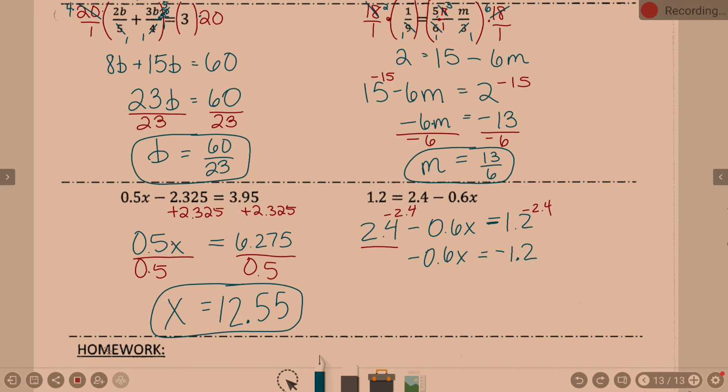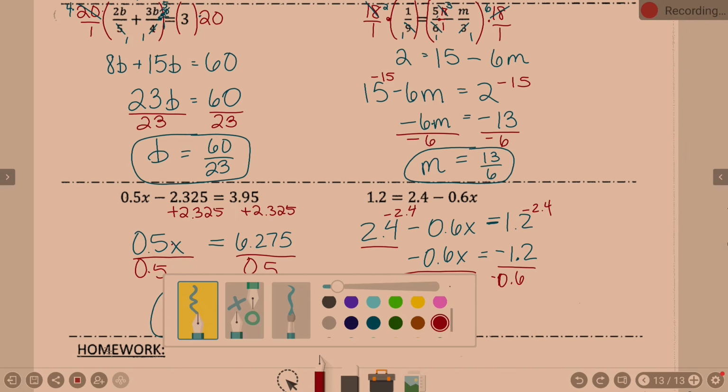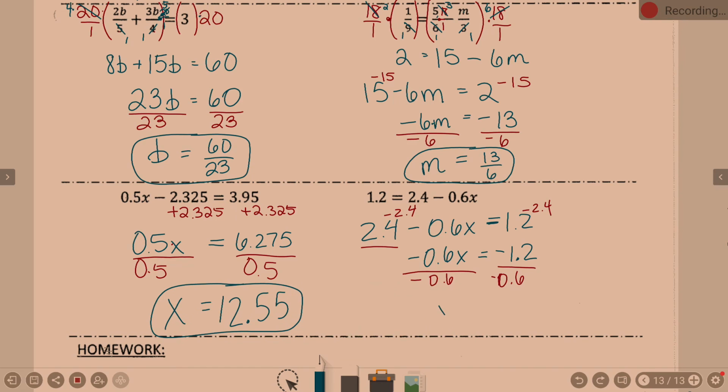No, you're not. You have to divide it. Negative 0.6x, divide by negative 0.6. Love it when it works out so nice. 1.2 divided by 0.6 is 2.